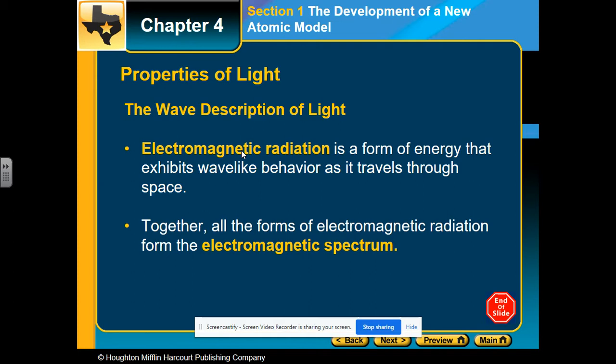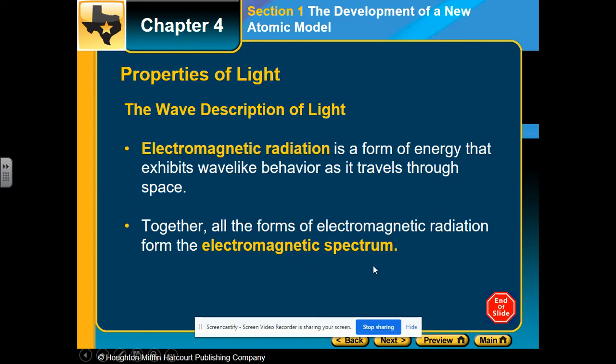And keep in mind that throughout this section, we're going to talk about two dueling theories, the wave description of light and the particle description of light, and also how they come together as one description. But first of all, we're going to talk about the wave description of light. Electromagnetic radiation is a form of energy that exhibits wave-like behavior as it travels through space. All of these forms of electromagnetic radiation make up the electromagnetic spectrum.